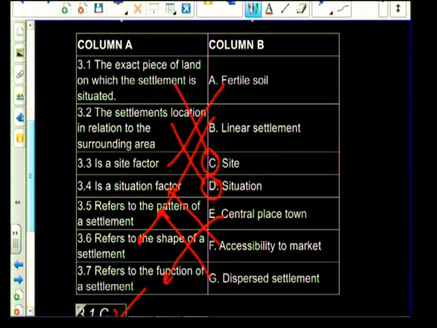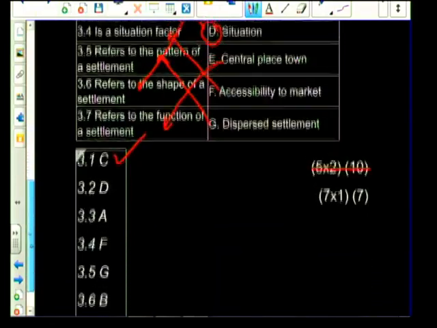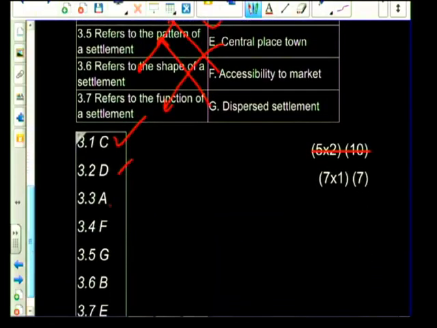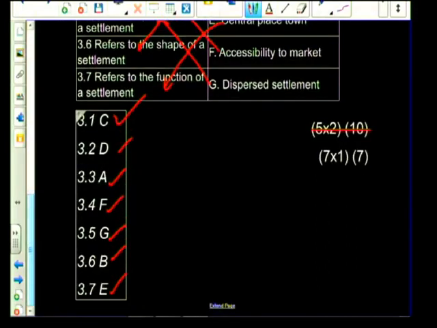It serves the surrounding area. That is a function. And all these answers, learners, will just give you a mark each, which will give you a total of 7 marks. Okay, that's another change that has happened in terms of your matching questions. All right, let's get to the economic geography.